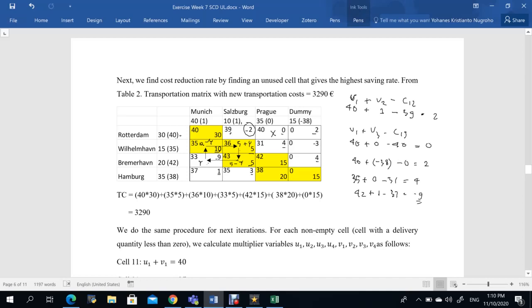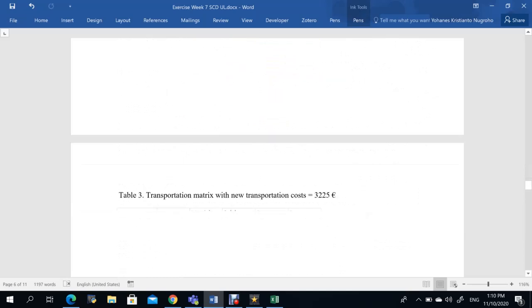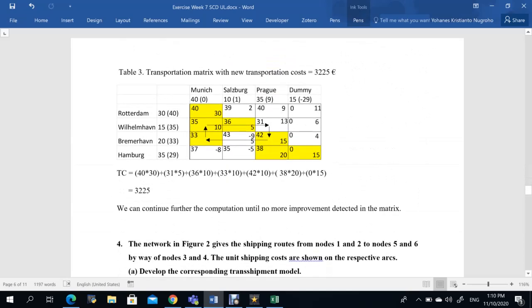Okay, and then after we do the same, we call it the zigzag method. Then we have the following matrix, that here we move from here to here, and this is actually not used anymore because 5 units from these cells are already moved to these cells. Okay, and then we have savings at minus 9.